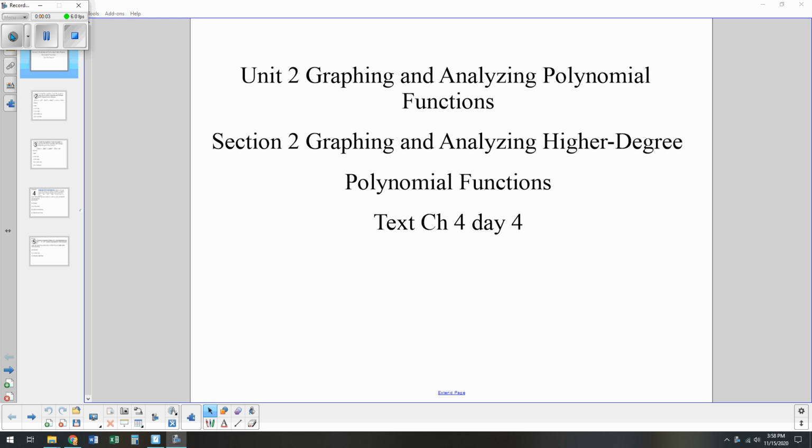This is Unit 2, Section 2, and we are on our 4th day of Chapter 4. Here we're going to be graphing functions using technology. So you're going to want to open Desmos.com, and we're going to be dealing with some numbers that are not as nice. All right?